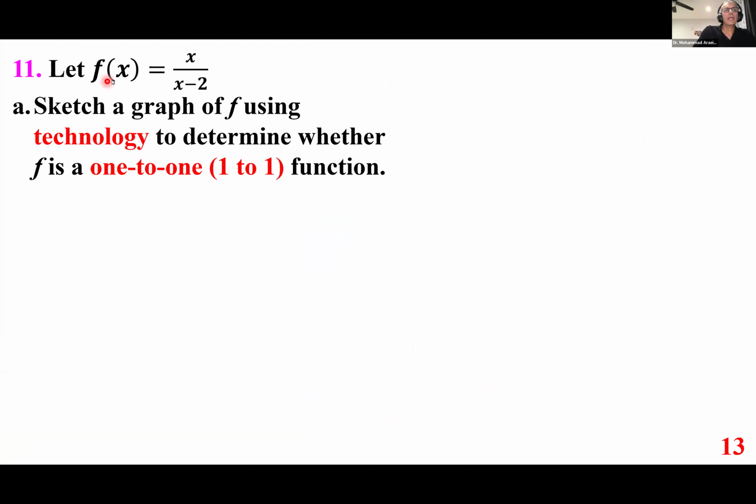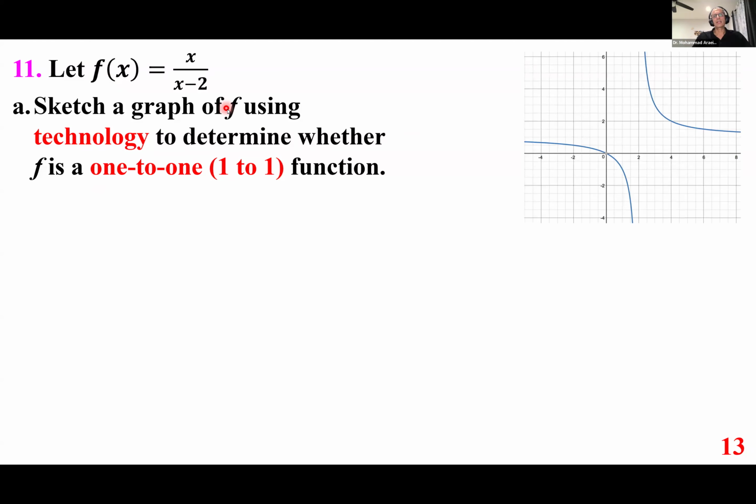Let f of x be x over x minus 2. Sketch a graph of f using technology to determine whether f is a 1-to-1 function. I'm assuming everybody by now knows how to graph it. It's very easy. You can come up with the vertical asymptote, horizontal asymptote, and so on. So we graph it, and yes, it's a 1-to-1 function because it passes HLT, horizontal line test. Horizontal line test. It's important to understand that, okay?